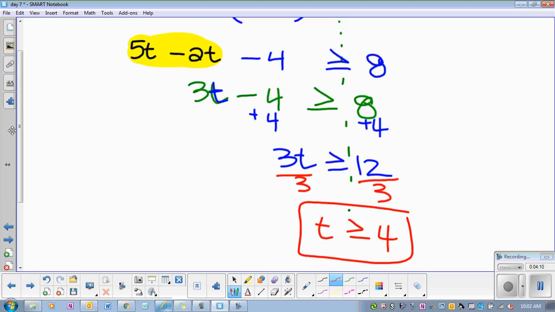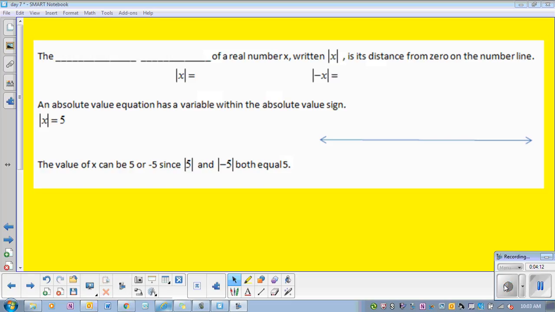All right, so we're starting unit 1B. Congratulations, you guys are done with 1A. I will grade your test over the weekend, and I'll have it for you next class. Okay? So 1B is basically looking at absolute value functions, okay?